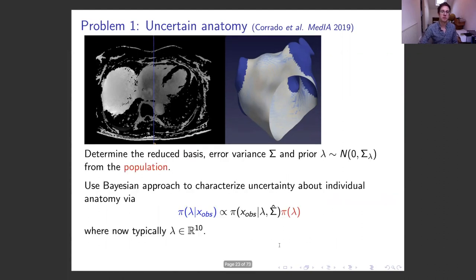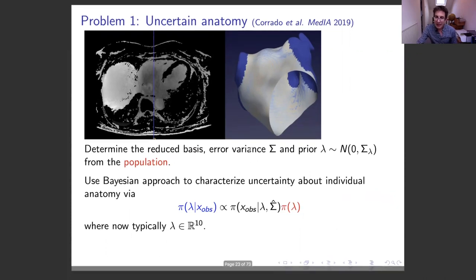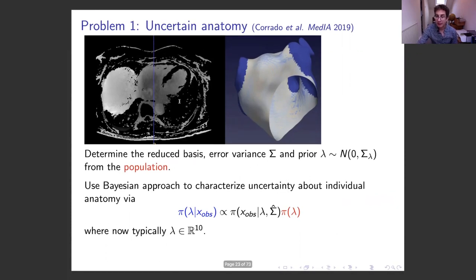So what we're going to want to try and find out is this reduced basis, so the vectors U, the error variance for the MRI system we're using, and then a prior distribution for the coordinates for the population. So we have data on a few hundred patients from KCL, and we're going to try and use these MRI scans to learn these things.